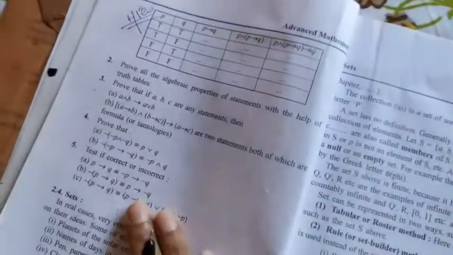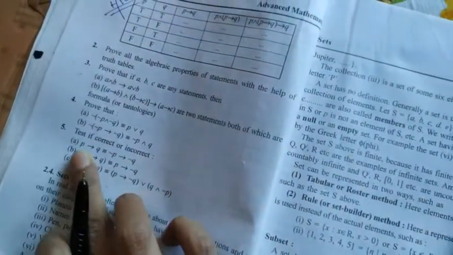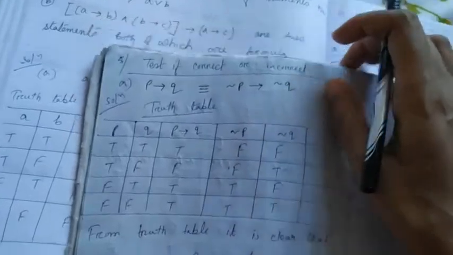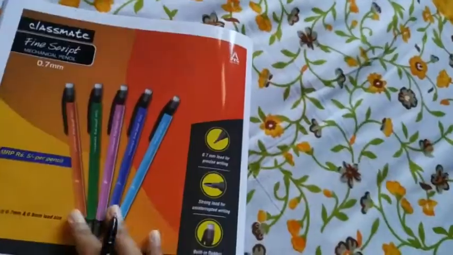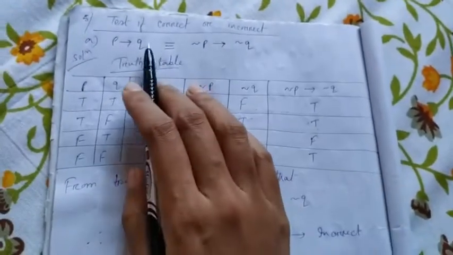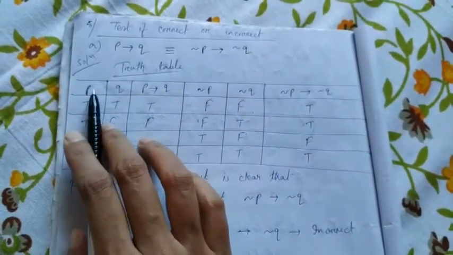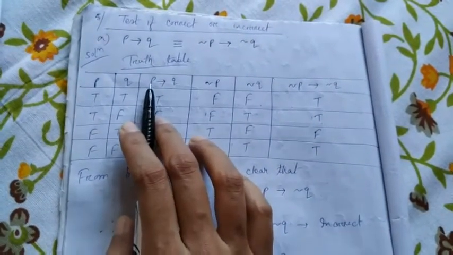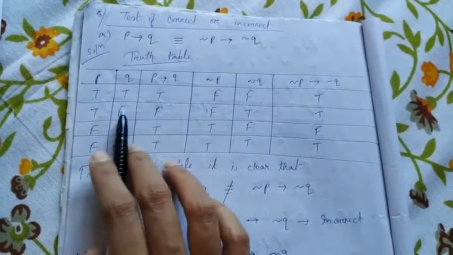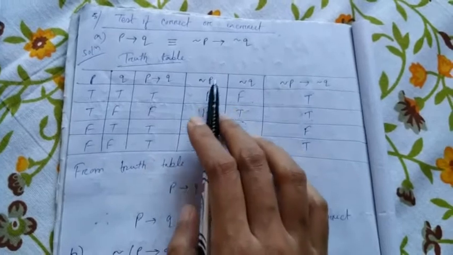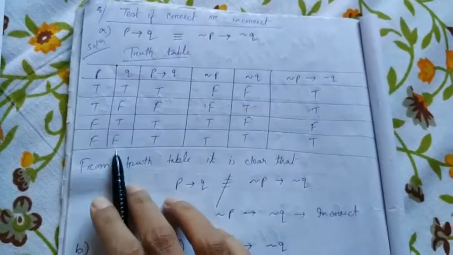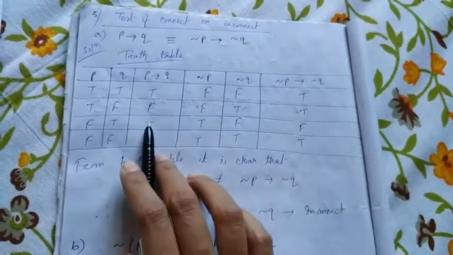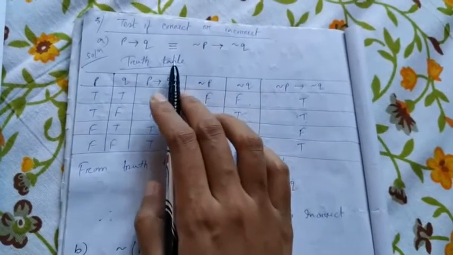Question number 5. Test if correct or incorrect, which means you have to see whether this is equivalent to this or not. So the first question: P and Q are two statements. You just write P and Q like this: true true, true false, false true, false false. Then if P then Q, find it out: true, false, true, true. Not P, opposite of P. Not Q, opposite of Q. Write it, then find if not P then not Q. Find this too.